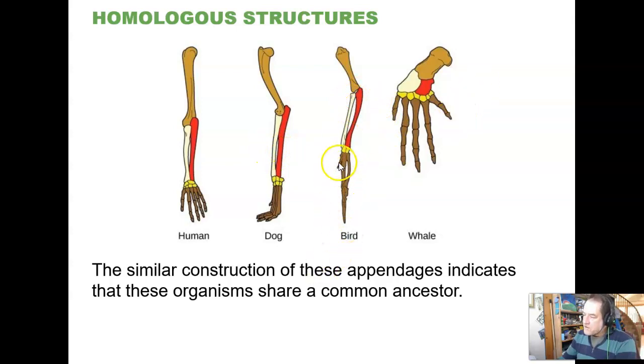On a bird, the 5 rays have been reduced substantially. Here on a whale, they're still present, but they're buried in a great big gigantic flipper. But all the bones are there, and so homologous structures, we see that all over the place, and there are so many homologies, but this is one of the more dramatic ones.